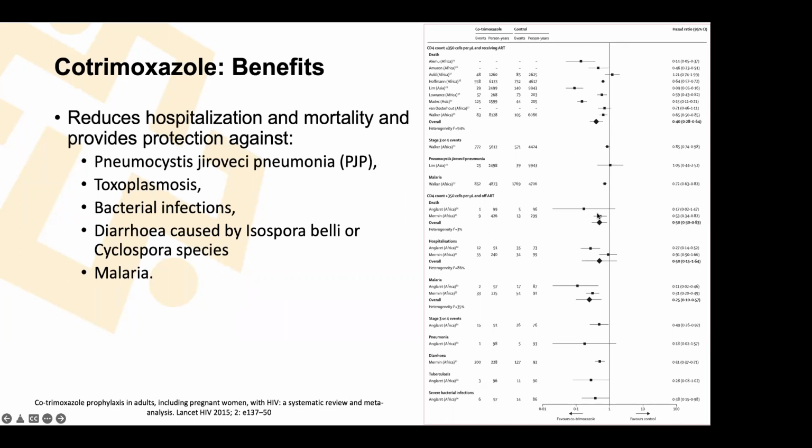You won't be able to see this nicely, but I have put the reference and when we share the slides later on, you can look at this particular article. You can see the systematic review of a number of studies, and you can see that patients who are on cotrimoxazole with CD4 counts less than 350 have a significant reduction in mortality versus control groups who would have received something else. In terms of progression to stage 3, stage 4, you can see that it was quite beneficial in terms of preventing PCP, malaria as well.